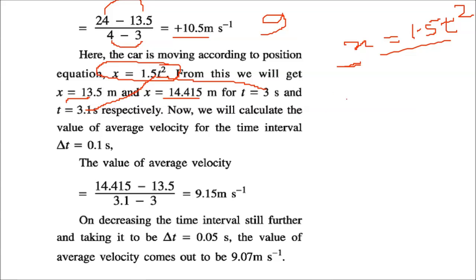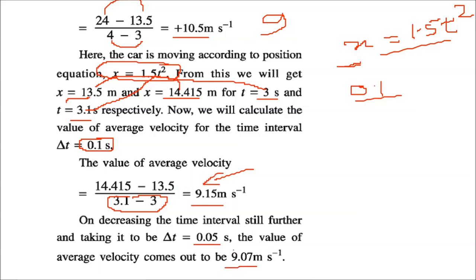Now let us calculate with this equation. We have taken the time interval as 0.1 second, 3 seconds and 3.1. So this interval, 3.1 minus 3, is 0.1. And what is the distance? 14.415 minus 13.5. So this is 9.15. So we have decreased the interval to 0.1 second, and we can again decrease it to say 0.05. Again we use the same equation and we find that the average velocity comes to be 9.07. Now this is much closer to 9, which we wanted.